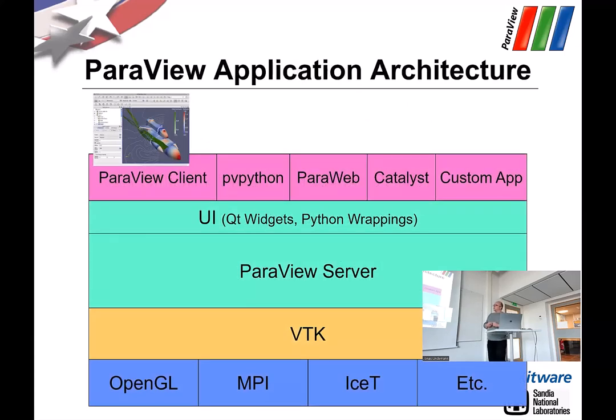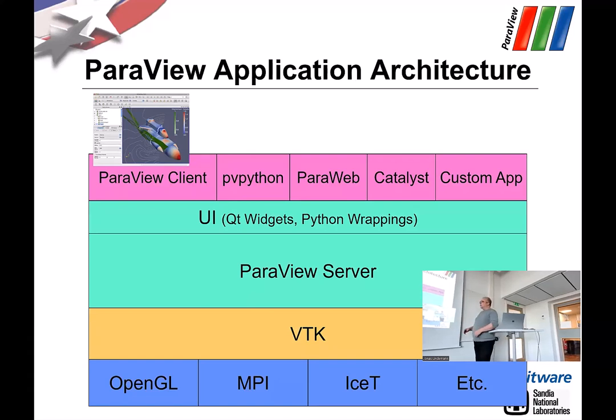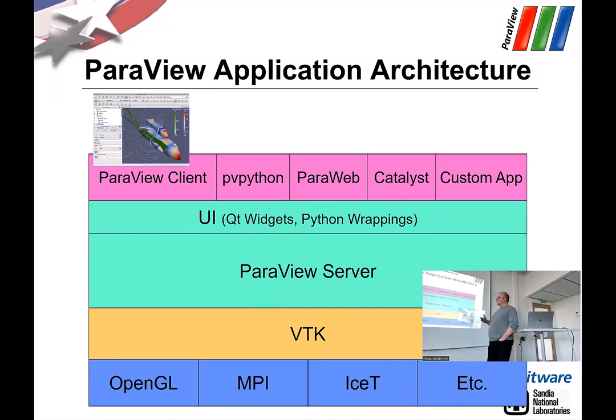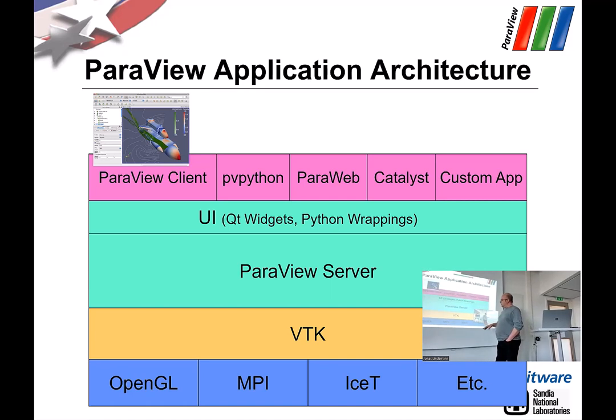The architecture looks like this. In the bottom here, you can see we have OpenGL, which is a hardware acceleration library that is used in gaming, but also in other fields. And it's an abstraction layer that enables you to do hardware accelerated graphics. MPI is for parallel programming. We will not use that in this course. And there are some other communication libraries.